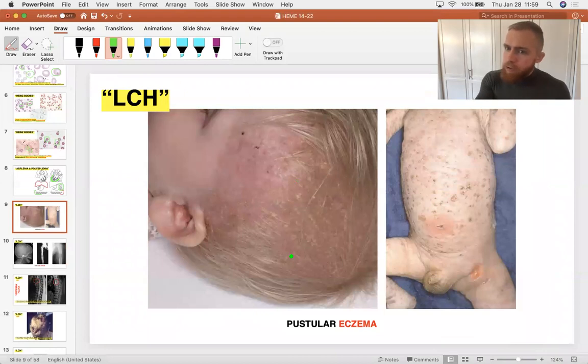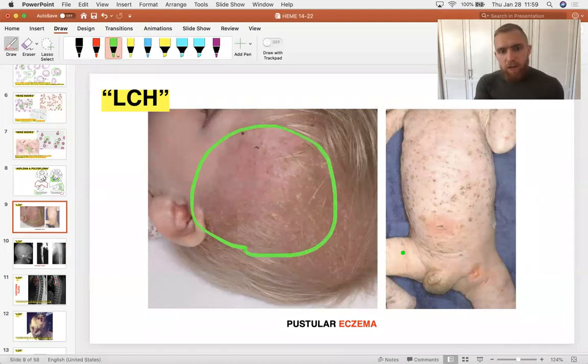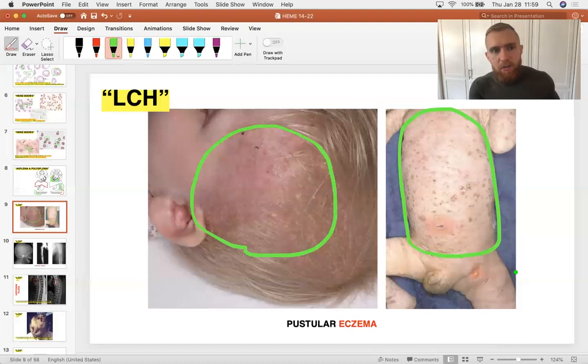Often presents on the head, the calvarium, the skull is very commonly affected by this disease, this clonal proliferation of histiocytes. So that's what the eczema on the head looks like. And here is a more severe form called the multisystem LCH. And notice how this is a rash, but it's pustular. It's kind of forming scabs almost. So it's a bad rash.